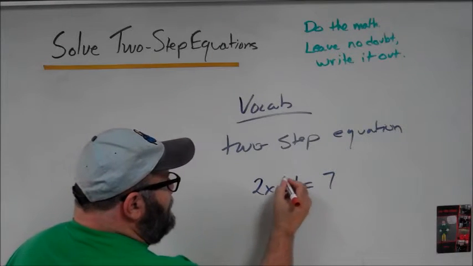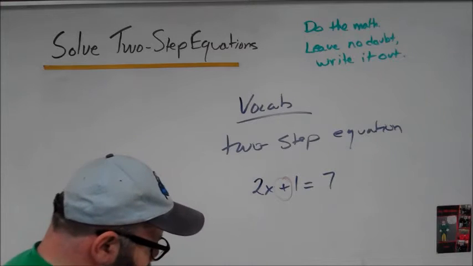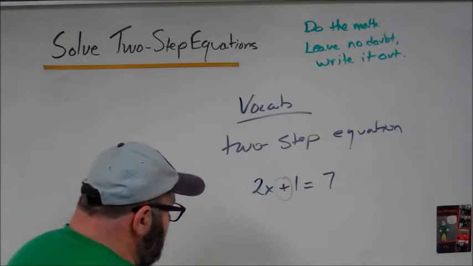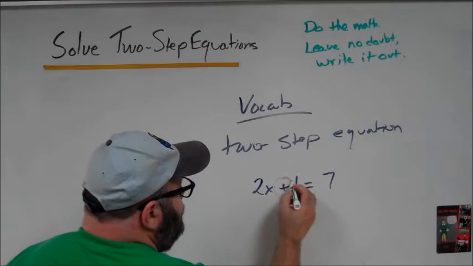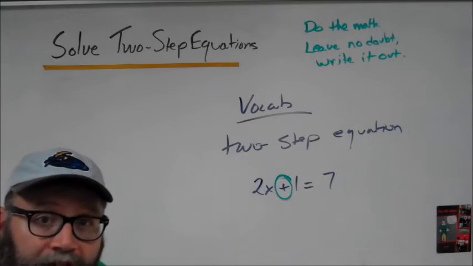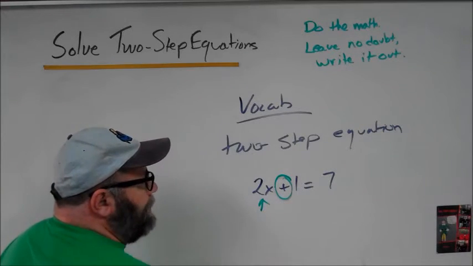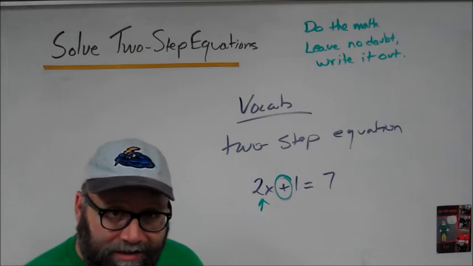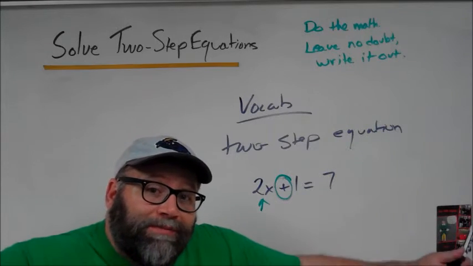One operation is this addition right here. Uh-oh, Brown, you're losing it. Let's try green. Is the addition right here. The other operation is that multiplication between 2 and x. That's what makes a two-step equation.